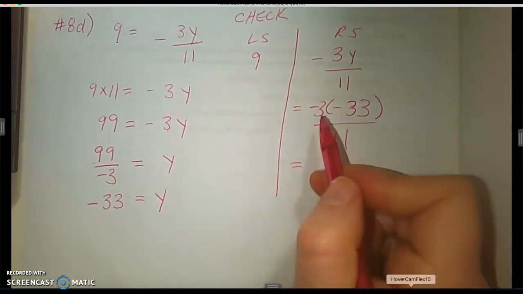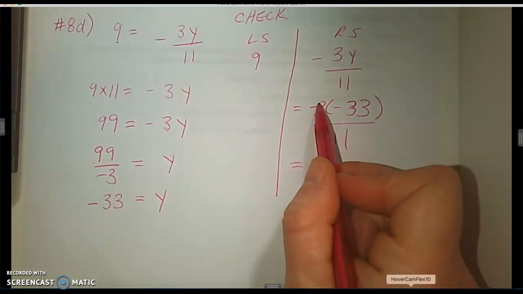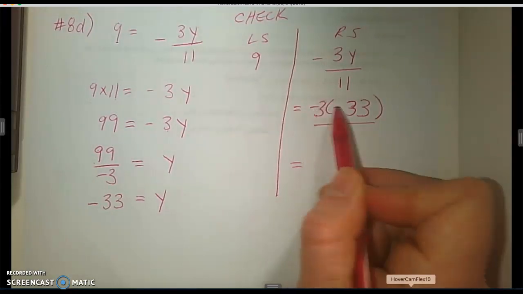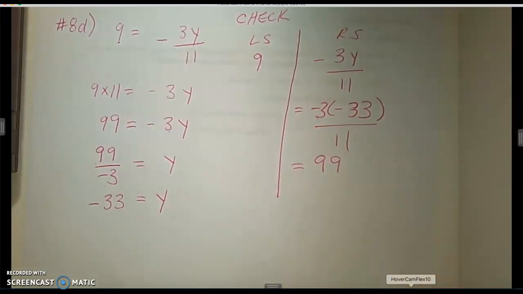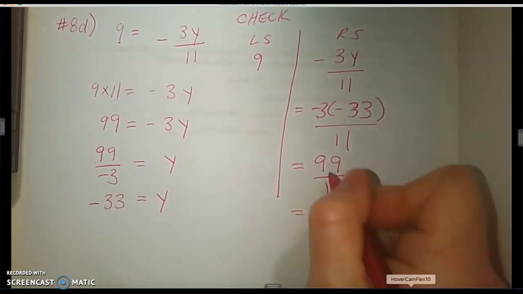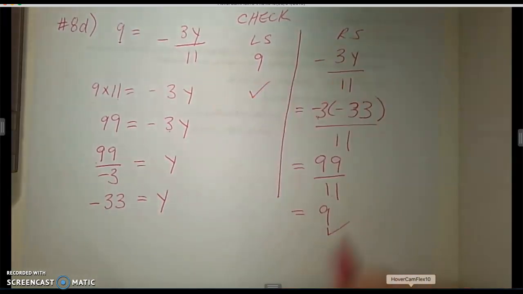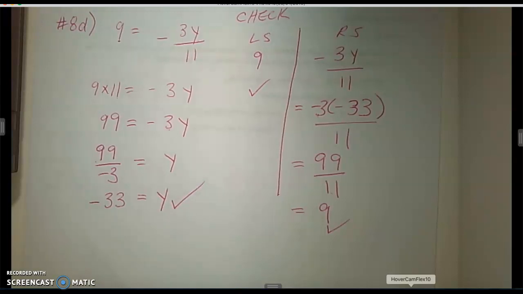Okay, and then negative 3 times negative 33. Again, not a bad idea to check these things on your calculator if you don't feel that comfortable with negatives. But because I've got a negative times a negative, that gives me a positive 99 divided by 11. And then 99 divided by 11 is 9. So my left side and right side are the same, which means that my answer is correct.